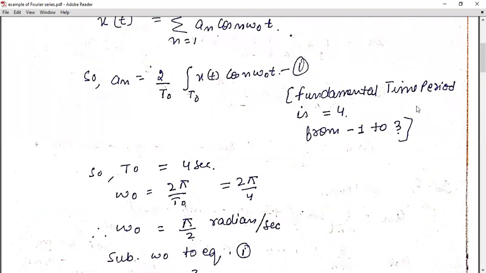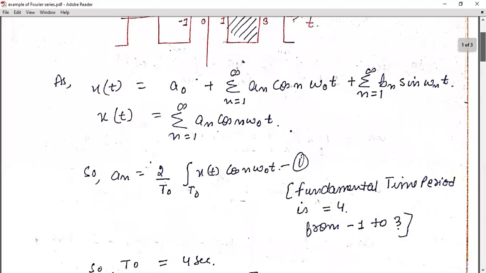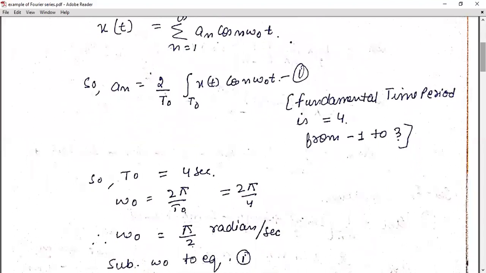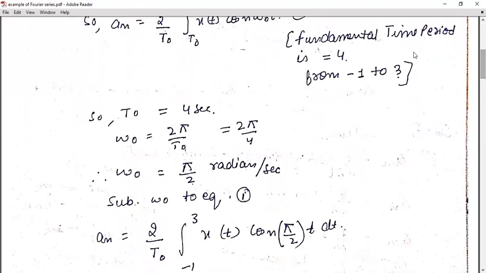Here the fundamental time period is 4. Why do we consider it 4? Because the range is from -1 to 3. The signal starts from -1 and completes at 3, so here is 1, 2, 3 and 4. So t naught is equal to 4 seconds, and we know that omega naught is equal to 2 pi by t naught. From here we find the value of omega naught will be pi by 2 radians per second.